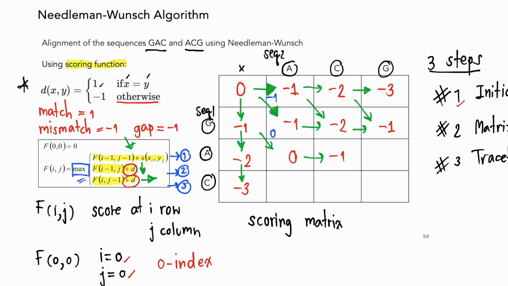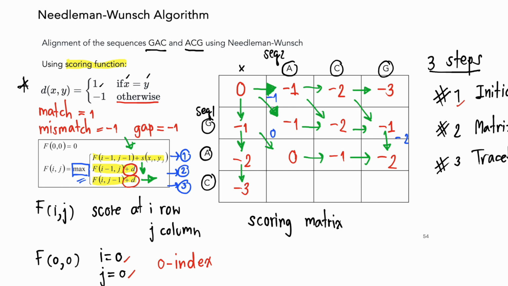From this cell, from the left cell, diagonal cell, and from the top. Diagonal cell, I have A and G, which is a mismatch. So I will add -2 with -1 mismatch score. So I will get -3. From the top cell and left cell, I have to add with gap score -1. So -1, -1, -2. -1, -1, -2. So the maximum is -2 from 2 directions.